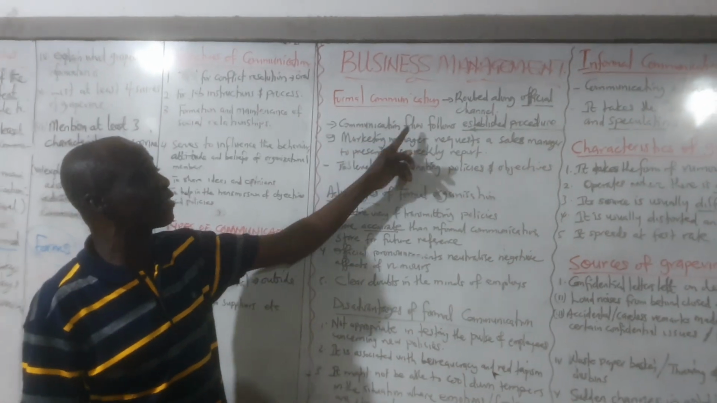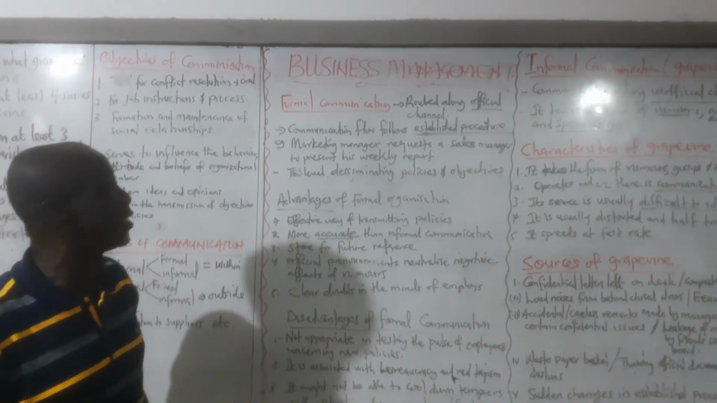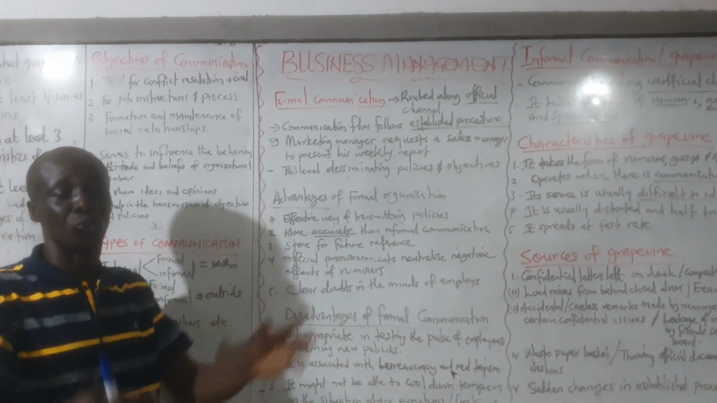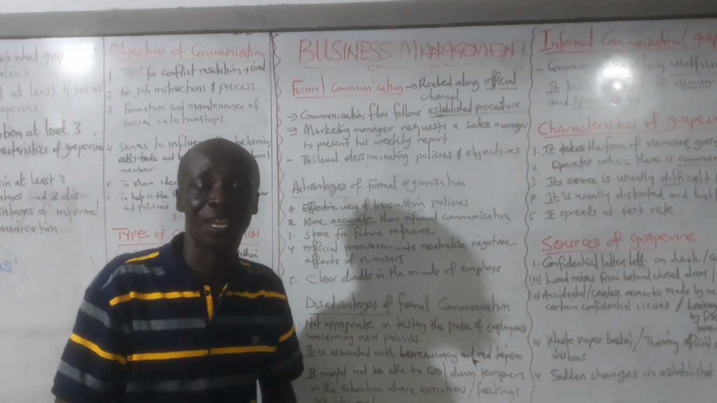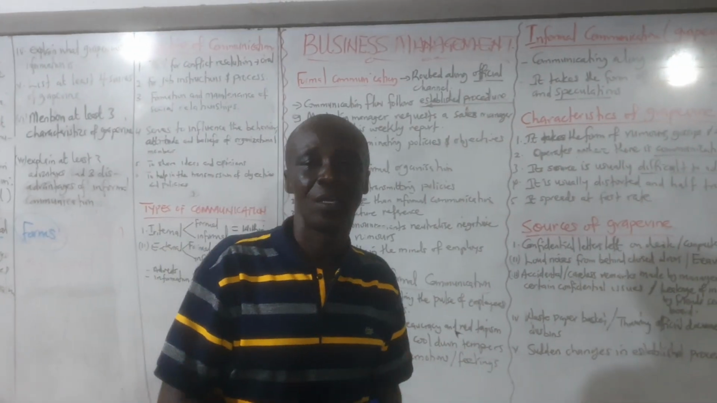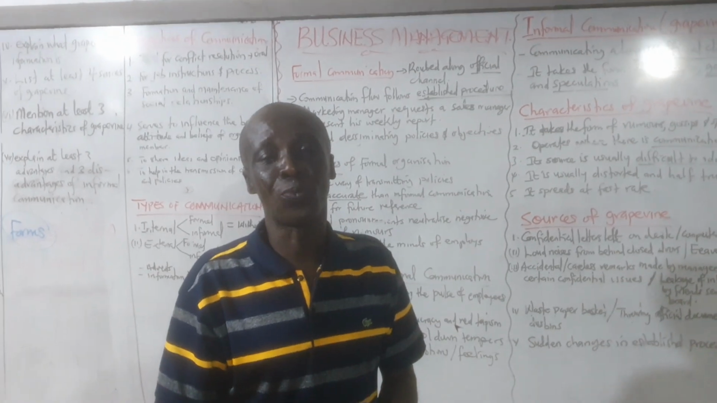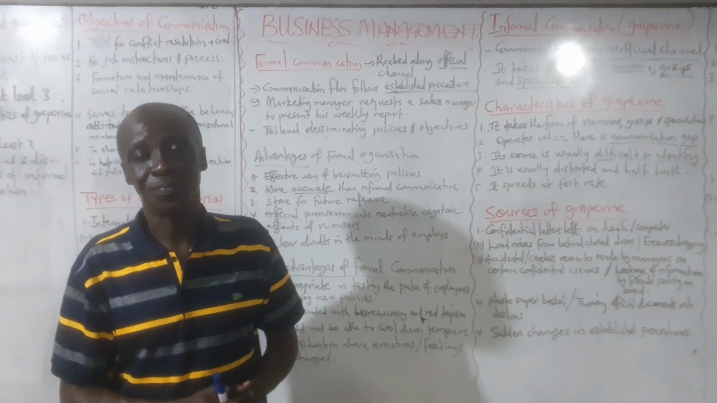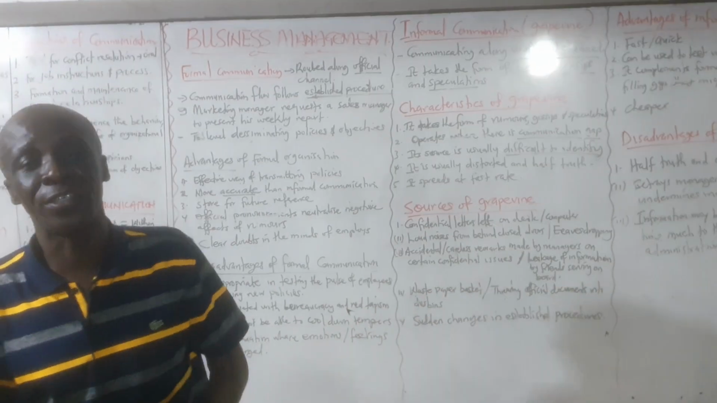And we said that it follows established procedure. You are told what to do, and the right person must give the information. Let me give you another example in a school setting. Now, who is supposed to tell you when you are supposed to vacate? Of course, it's the headmaster. So if the headmaster tells you, that is formal communication.